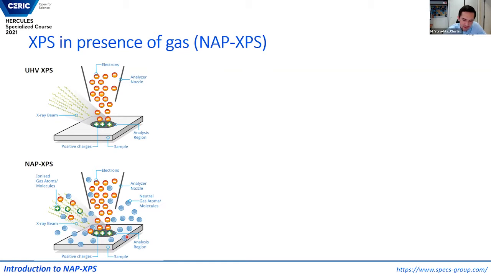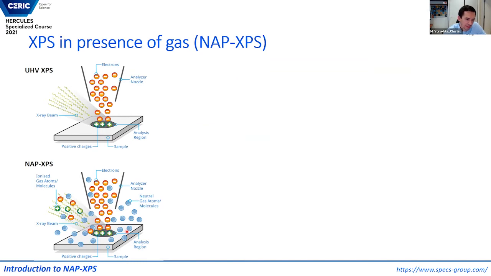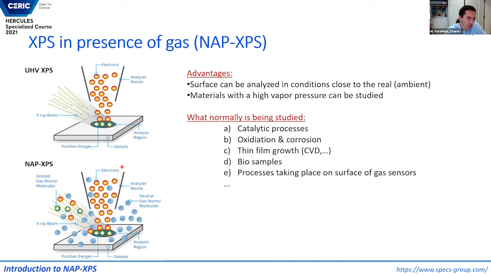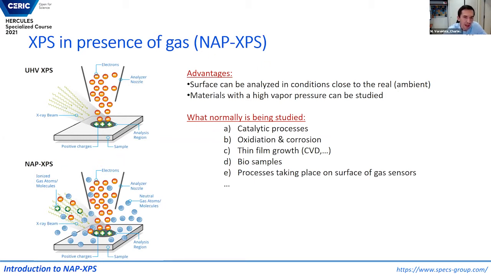Another thing is that the gas would also, of course, enter the analyzer, and this is the problem, as I will show next. So the advantages of NAP-XPS mean that you can analyze this.